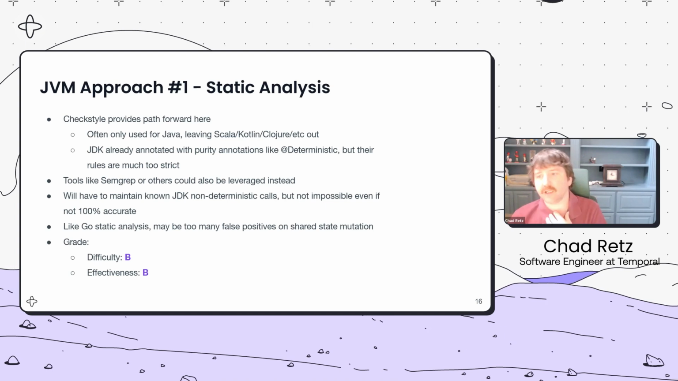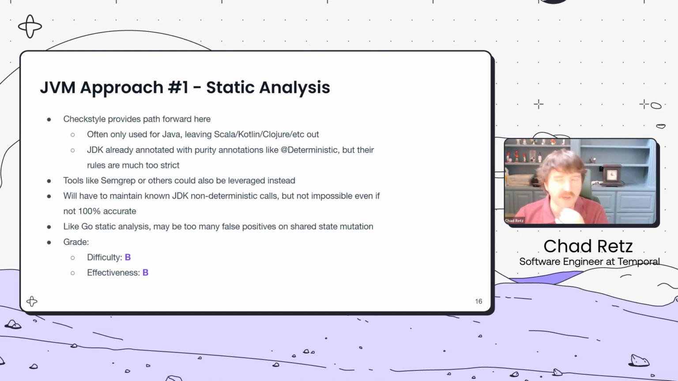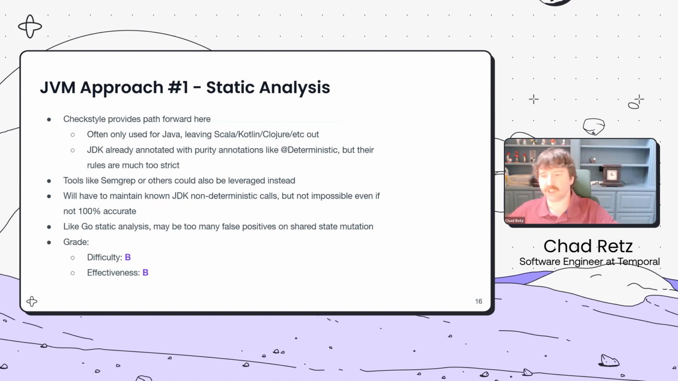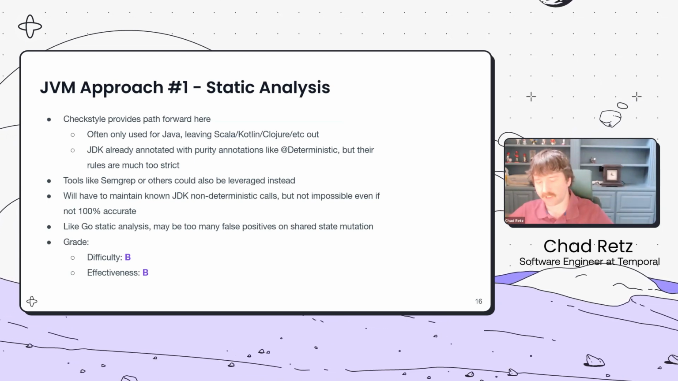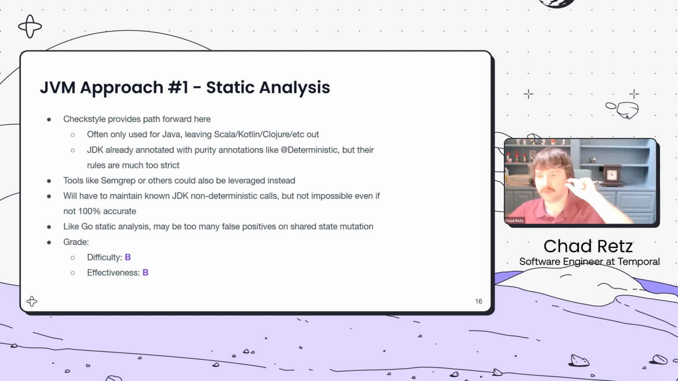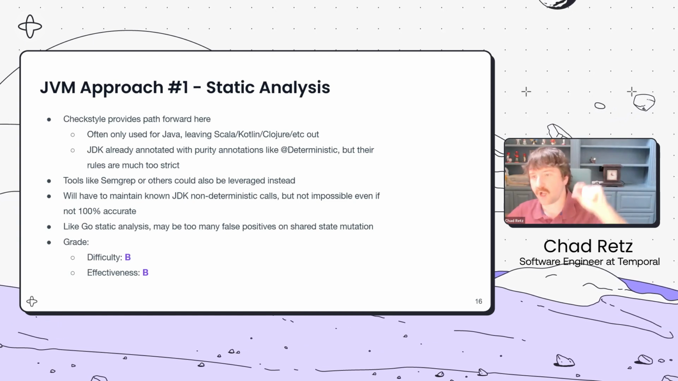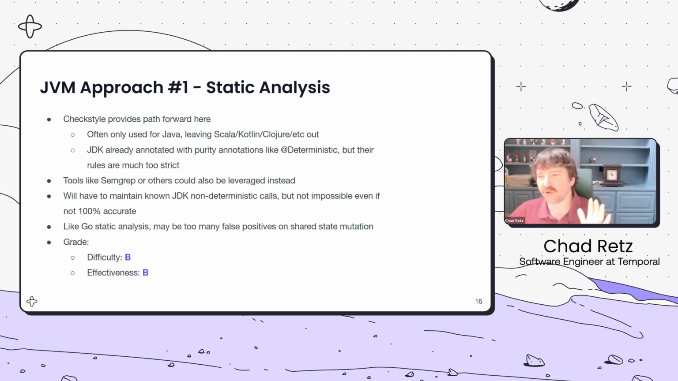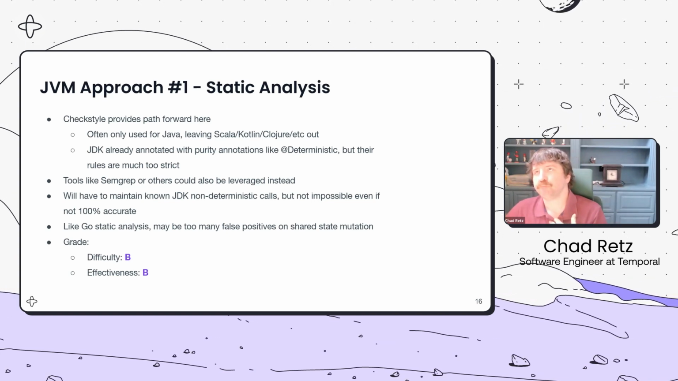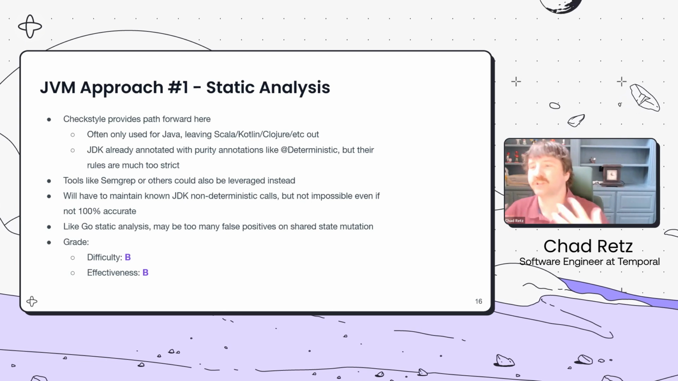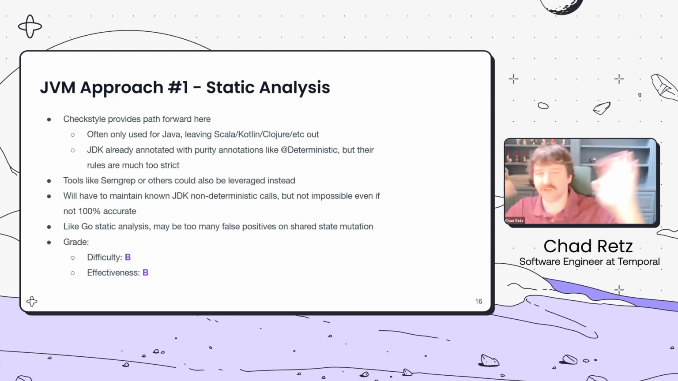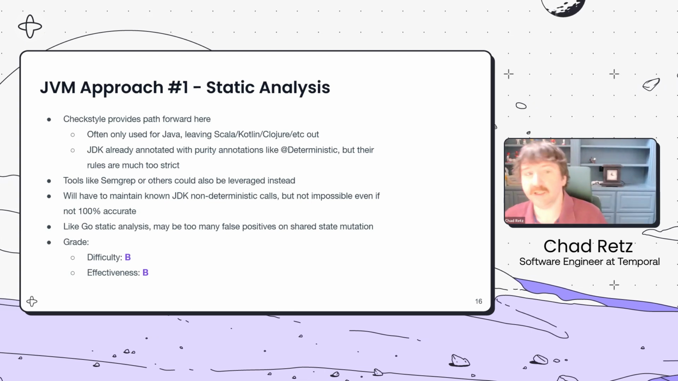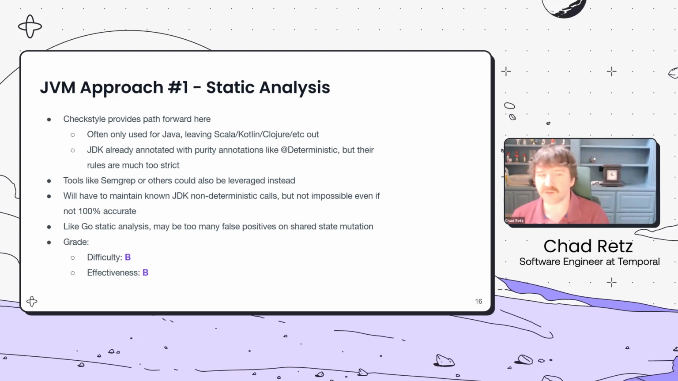There are some static analyzers out there. Checkstyle is the popular one, but it's mostly only Java. But they did all the hard work of going through the JDK, going through all the standard runtime, and marking which calls are or are not deterministic so that we can use those transitively. But we can't really use that annotation because it is much more strict than Temporal's definition. If you construct an object, it's considered non-deterministic, which is just silly as far as Temporal is concerned. So we can't even use that.